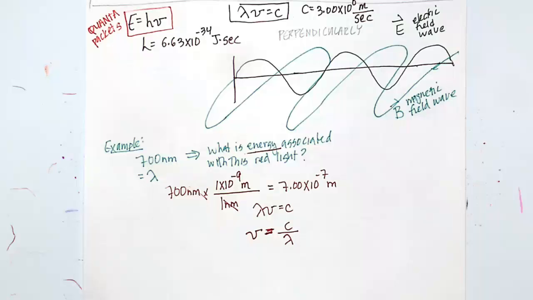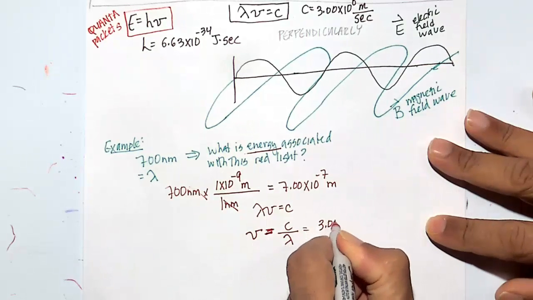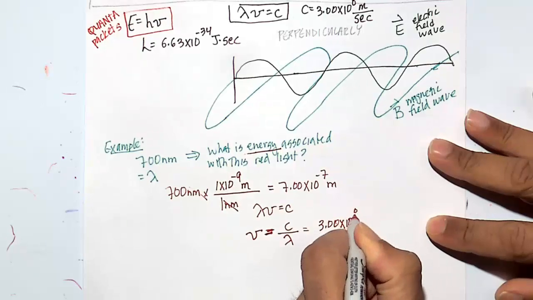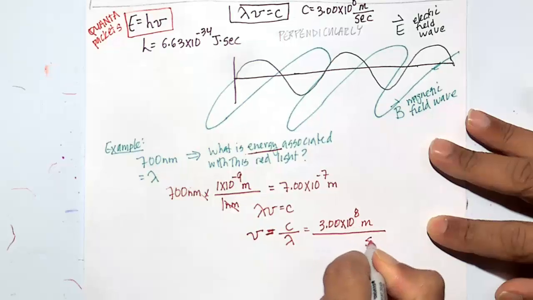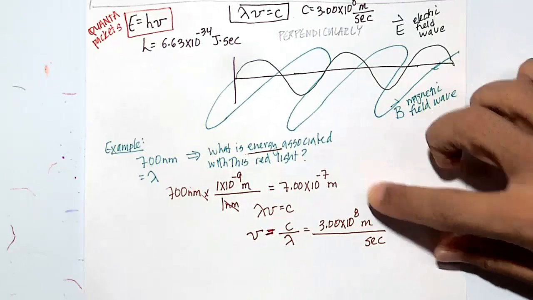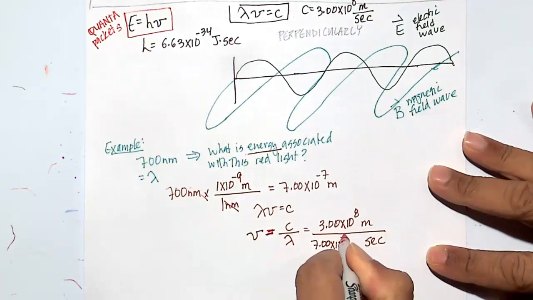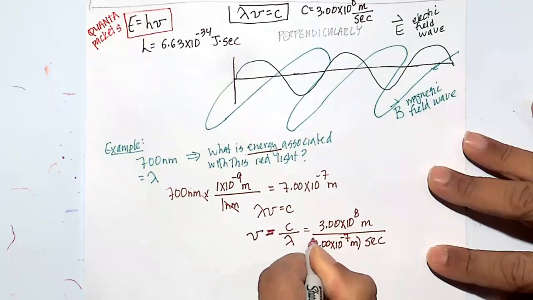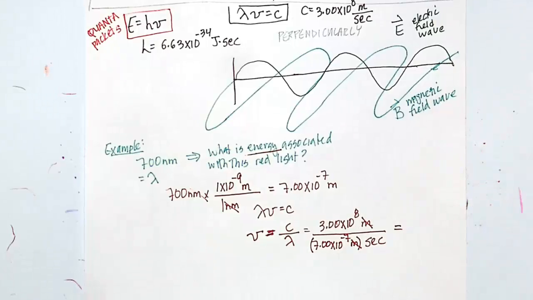Right, c is a constant which I will give you. It's going to be 3 times 10 to the 8 meters per second. Lambda is the wavelength that we've just converted to meters, so it's going to be 7 times 10 to the minus 7 meters. So the meters cancel. Let's do this on our calculator here.